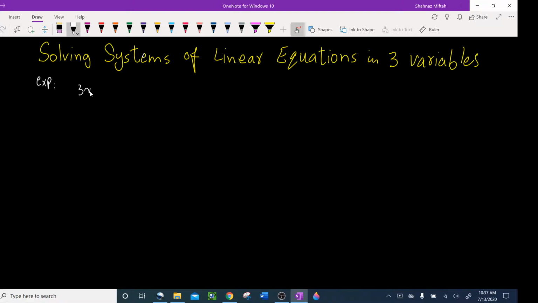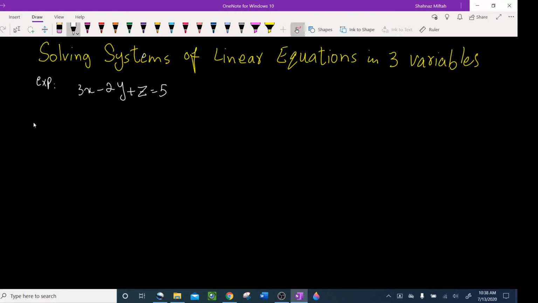Like 3x minus 2y plus z equals 5. So this is a linear equation and it has three variables x, y, z. So this is how we're going to solve the system using all these.